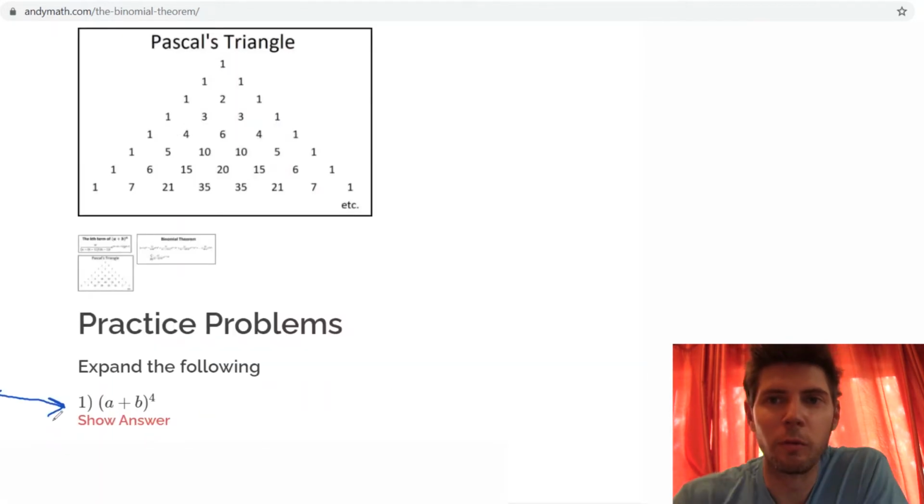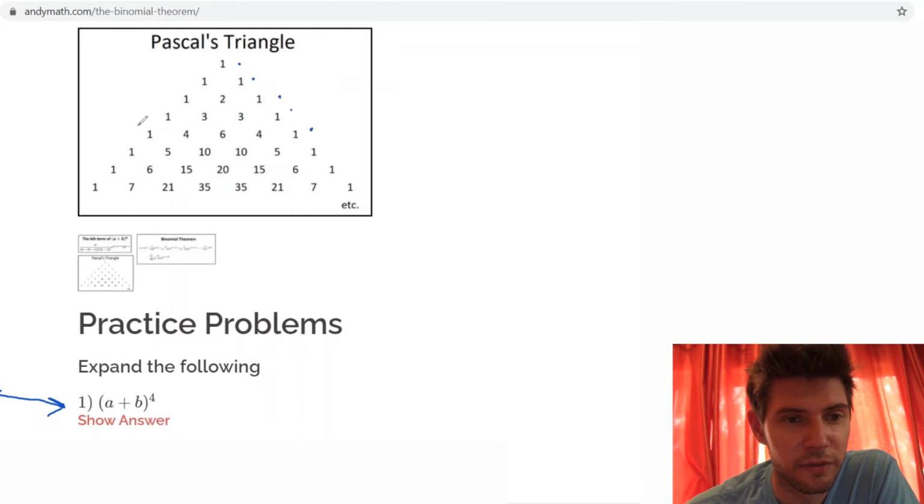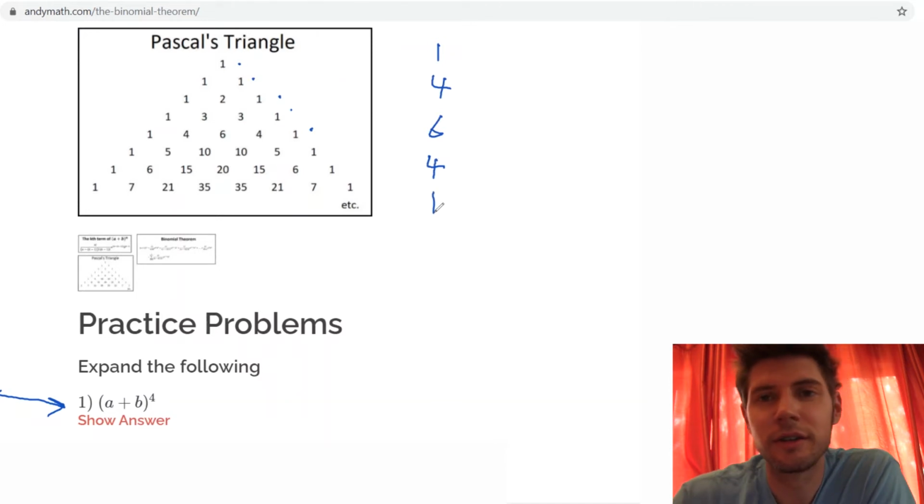So let's do number one, a plus b to the fourth. Anytime it's to the fourth power, that means there's going to be 5 terms. So I want the row with 5 terms here. So I'm going to use 1, 4, 6, 4, 1. So that's the first step.